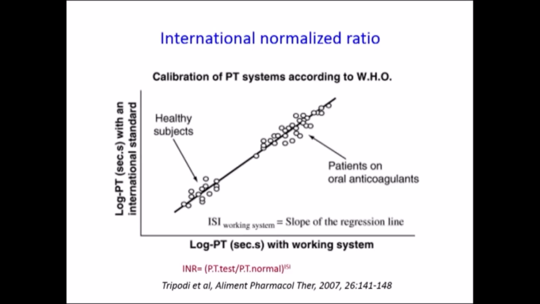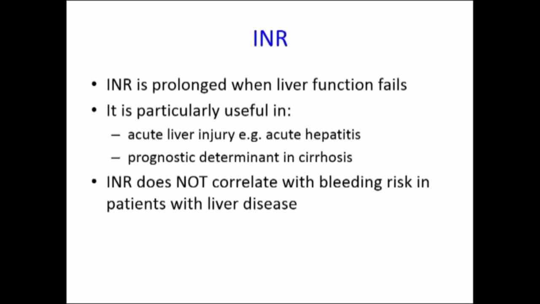The INR's greatest value is, of course, in assessing anticoagulant therapy, but it also turns out to be a pretty good liver function test, because when you have a defect in factor 5, 10, 2 production, your INR gets prolonged. So INR is prolonged when the liver function fails. It is particularly useful because we use this to determine whether it's time to talk about transplant in the setting of acute liver injury, but also as a prognostic determinant in cirrhosis. It's part of the MELD score, and that's how we identify and stratify people for transplant listing.